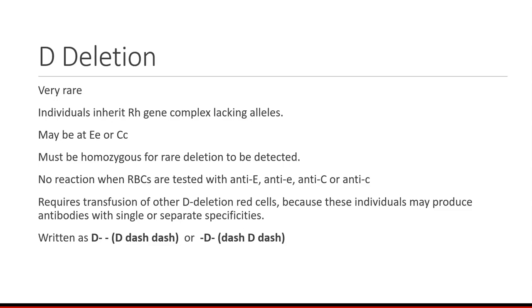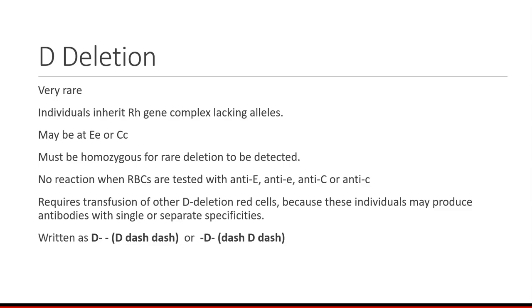It requires transfusion of other D deletion red cells because these individuals may produce antibodies with either single or separate specificity. So theoretically, they can make an anti-big E, an anti-little e, an anti-big C, an anti-little c, and you're not going to find blood anywhere except for a person who also has this rare deletion genotype. So it's written as either D dash dash or dash D dash. I love to say that.